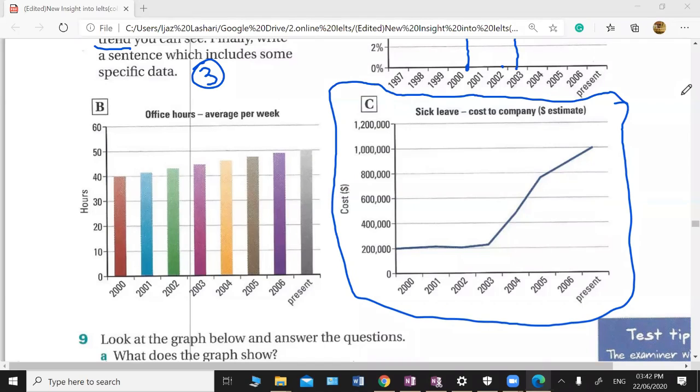Then furthermore, this amount keeps increasing, and by the end of the year 2006, it reaches 1 million, you can say. 1 million, right? Okay. Yes.